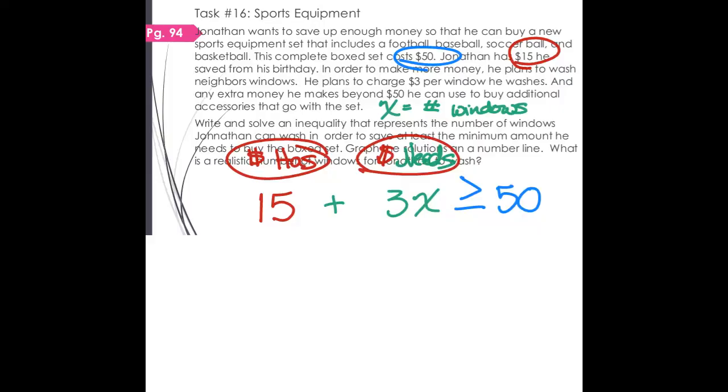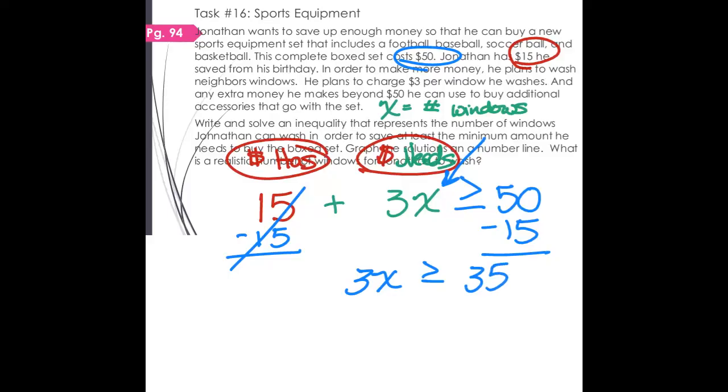You've solved inequalities before. What do we do at this point? Subtract, yes. We are trying to solve for x. Keep the x term there until you actually have it by itself. So this is a positive 15. I will subtract it to move it to the other side and also to subtract it from that side. Okay, 15 cancels out. 3x is greater than or equal to 35.